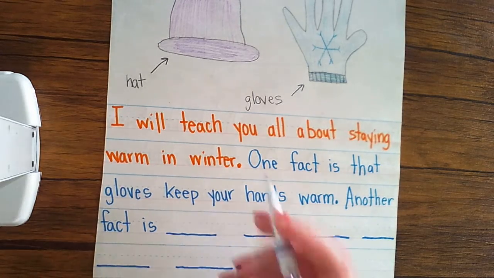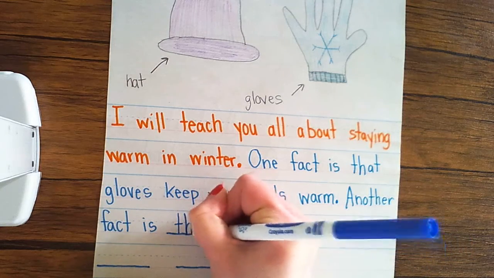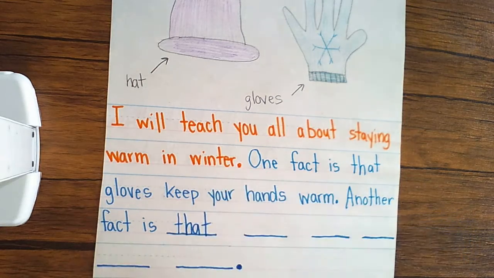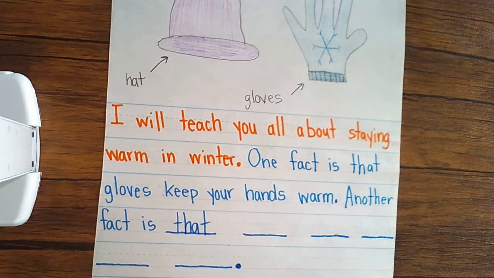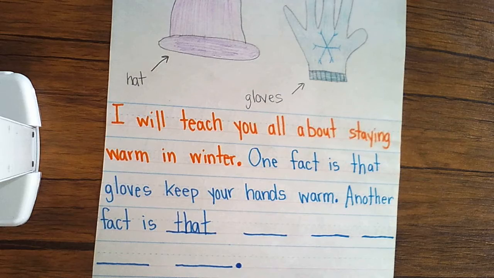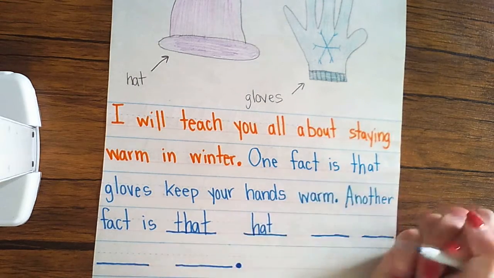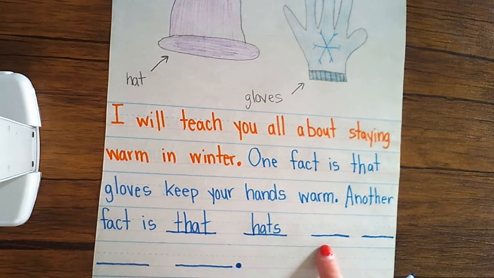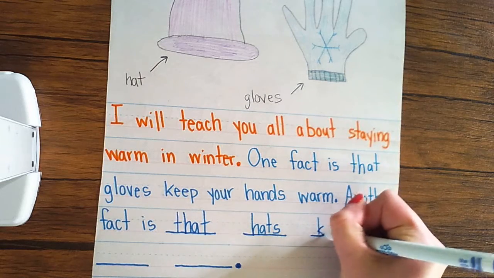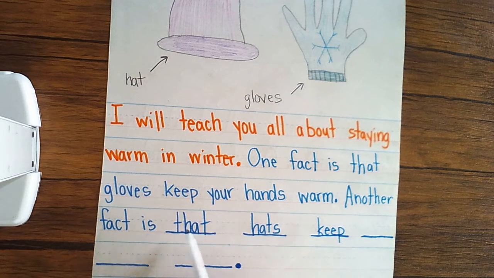Another fact is that. Oh, I know how to spell that now. I hear digraph TH. At. That. Another fact is that hats. Oh, well, hats has suffix S on the end, and we just have to add that suffix S to the word hat. Hat. Hats. Another fact is that hats keep, keep. Another fact is that hats keep your.